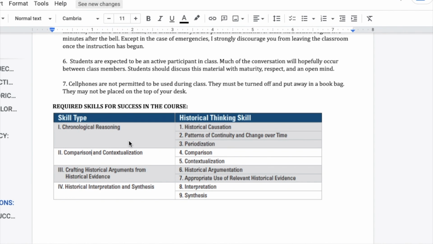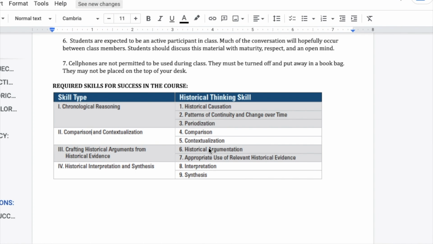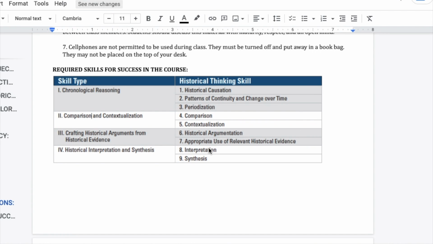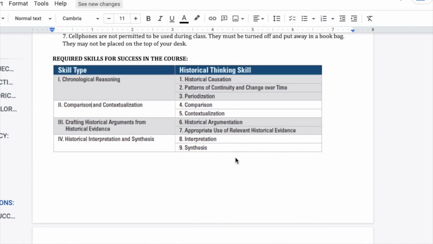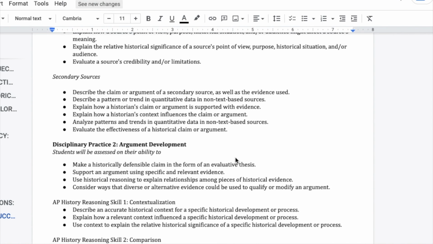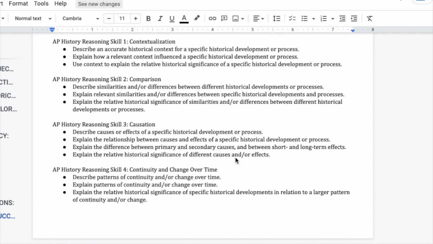Skills that are required in this course for success: historical causation, patterns of continuity and change over time, periodization, comparison and contextualization. Students will be required to compare events and peoples, contextualize, crafting a historical argument from historical evidence. Students will be required to do that, and we will learn that skill. The appropriate use of relevant historical evidence, historical interpretation and synthesis. We will spend a lot of time in class analyzing primary sources, secondary sources, again, argumentative development. You can read over these items on your own.